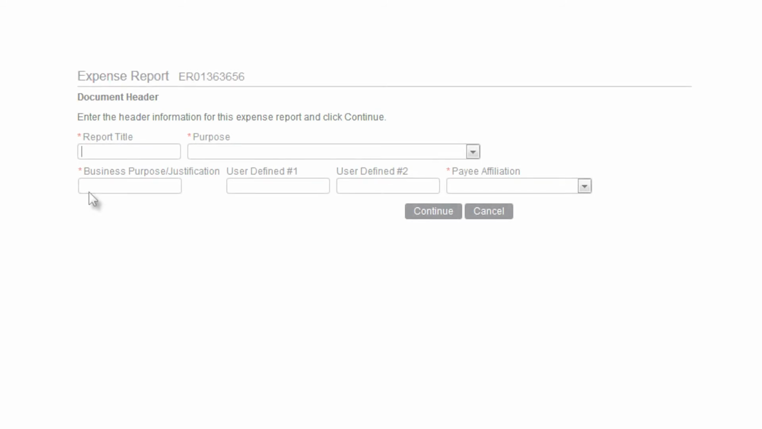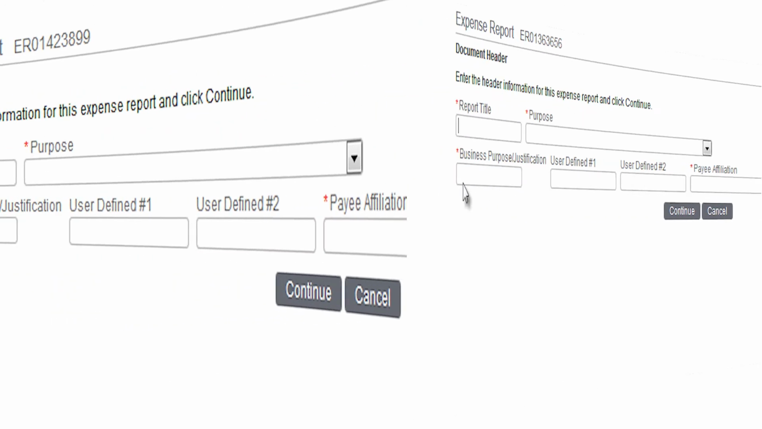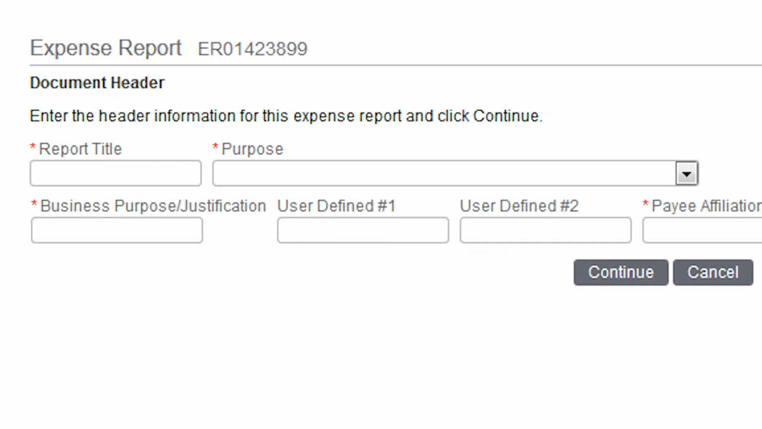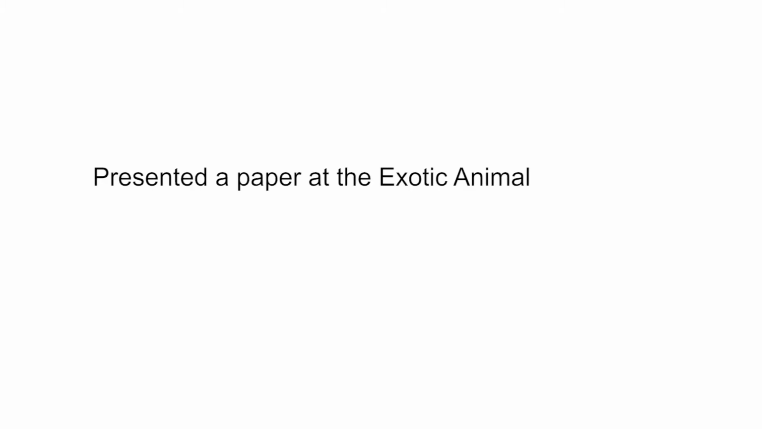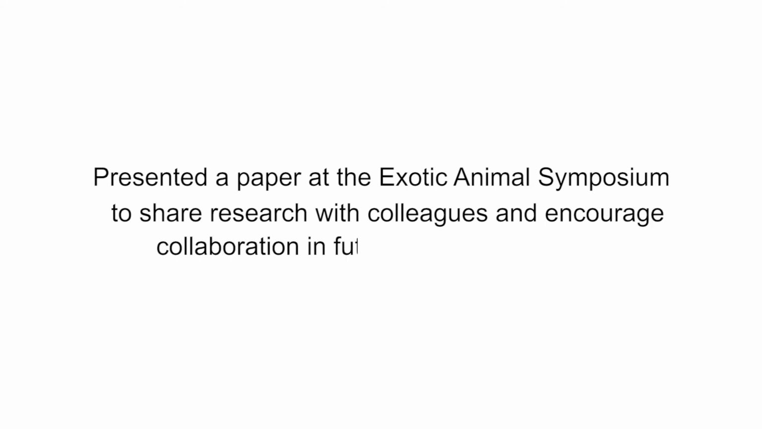Your business purpose statement should explain both the what and why of your expense. So for example, let's say you wrote in EA Symposium. That's not very descriptive and would likely be rejected. A better way to write that would be presented a paper at the Exotic Animal Symposium to share research with colleagues and encourage collaboration in future research projects. Now that's a great business purpose.